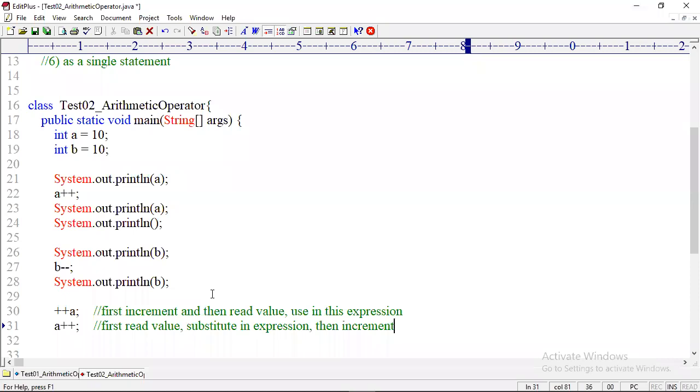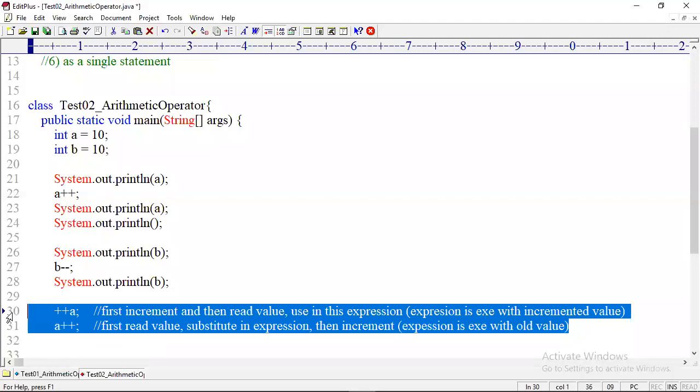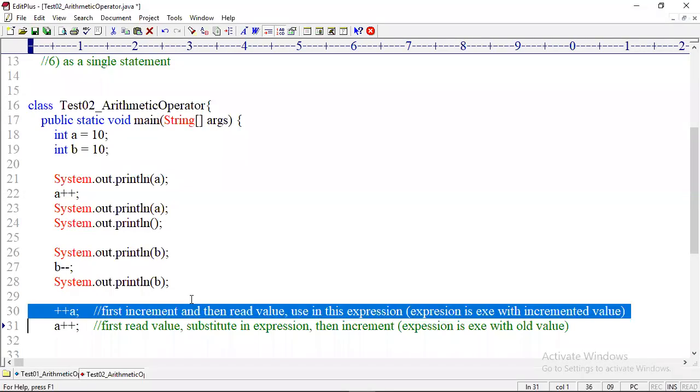Okay. Tell me, in a pre-increment, is the expression evaluated with the original value or the increased value? Come on, sir. Expression is executed with the incremented value. Tell me now. Here, in post-increment, expression is executed with the old value. Very, very important. If you don't understand these statements, it becomes very tough for you to give the correct answer. So that's why please focus.